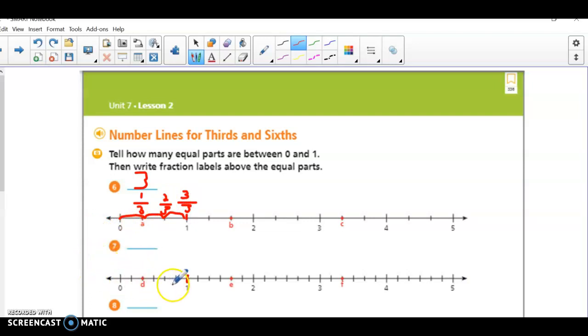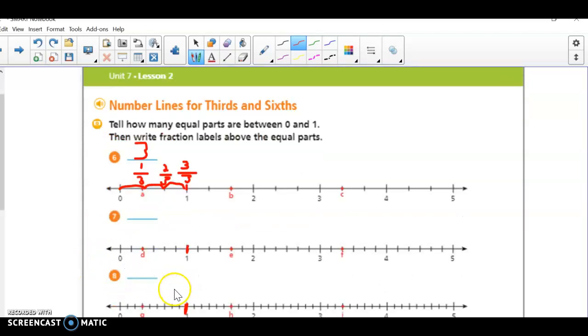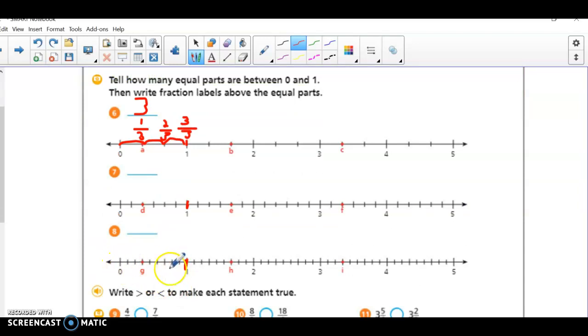Try 7, figure out how many parts make up the whole here between 0 and 1, and 8, how many parts make up the whole between 0 and 1, right? That's what we're just focused on right now, 0 and 1. How many parts make up the whole? And then label each line. Work neatly, especially down here, it's going to get kind of cramped. All right, go ahead and pause it now and finish that up.